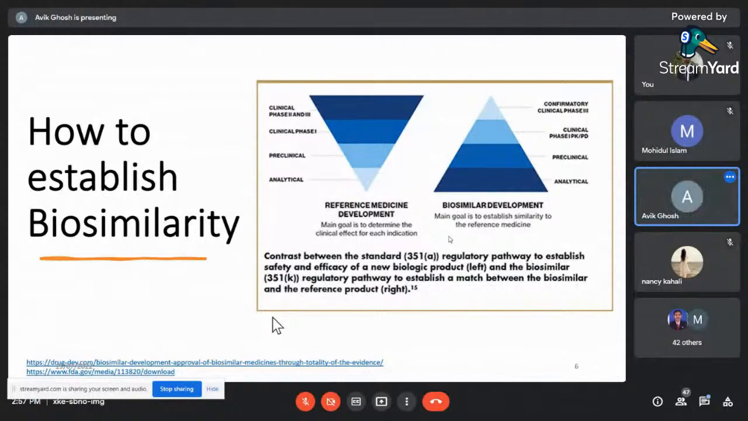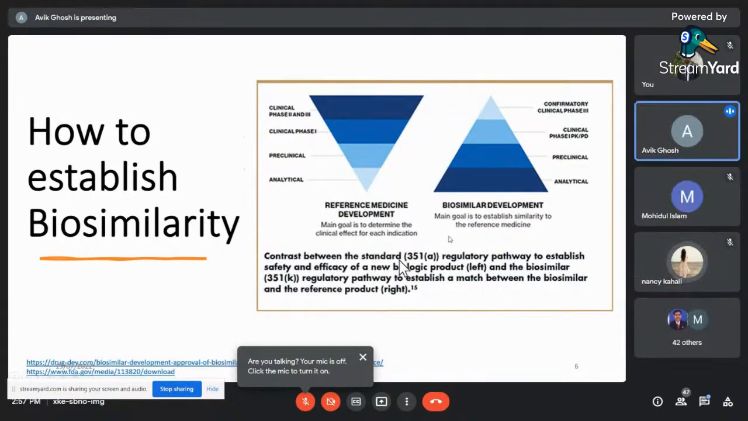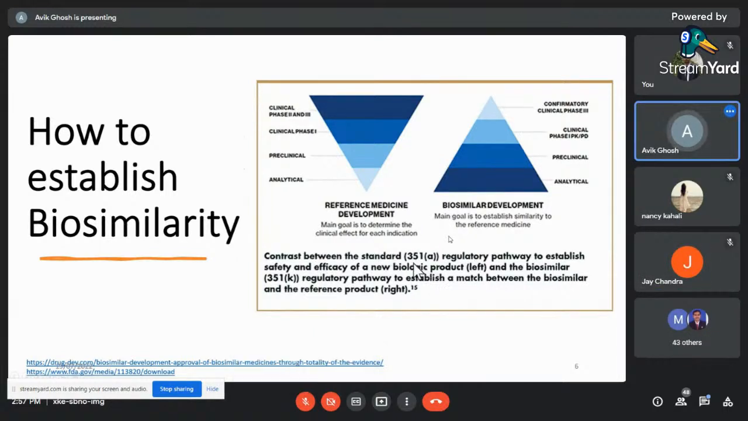So now, as you see on the right hand side, I show you a comparison of the approval pathway of a reference medicine development, which is an innovator biologics product, versus a biosimilar development. This is FDA terminology in terms of which regulatory pathway. Basically 351(a) is the pathway for approval of innovator biologics products, whereas 351(k) is approval of a biosimilar product. Okay, this is just for information. The main focus is in here.